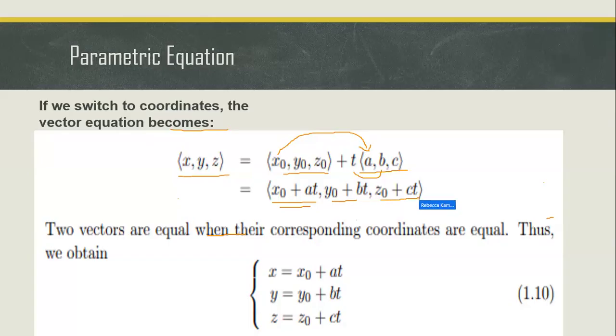Two vectors are equal when their corresponding coordinates are equal. Thus, we obtain x is equal to x0 plus at, y is equal to y0 plus bt, and z is equal to z0 plus ct. So this is the parametric equation. This is what we are going to use, where you substitute x, y, and z values.